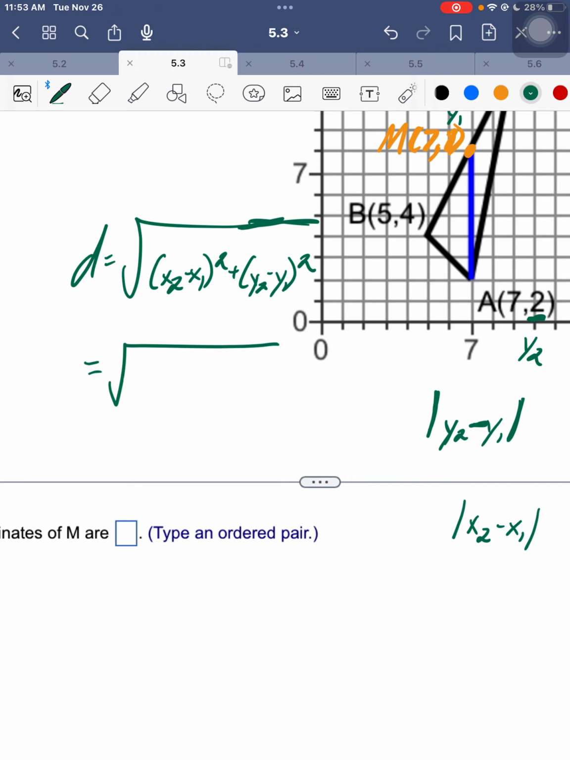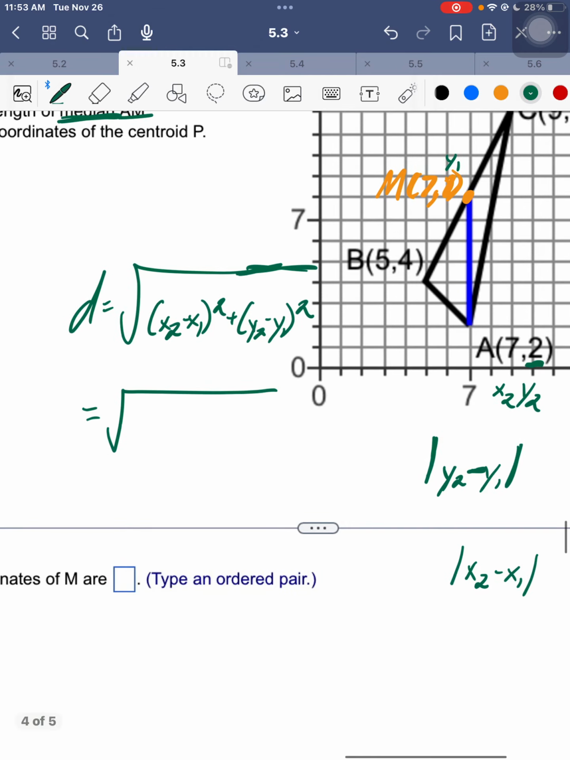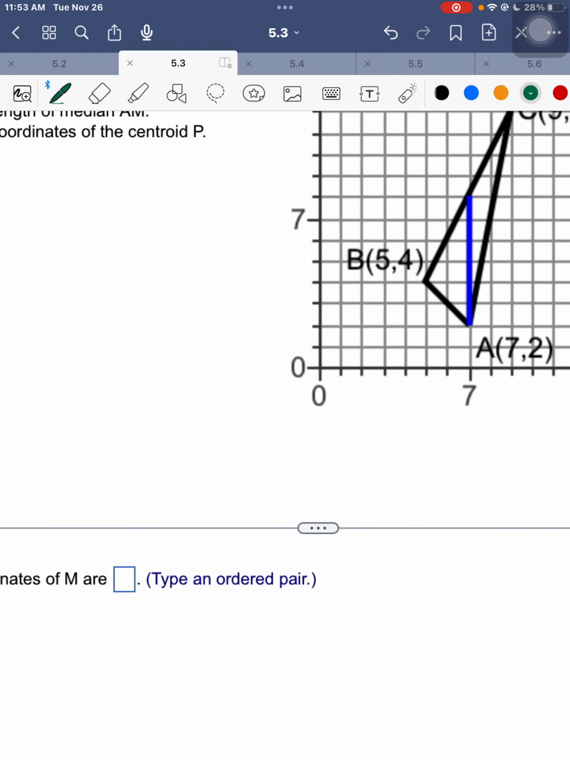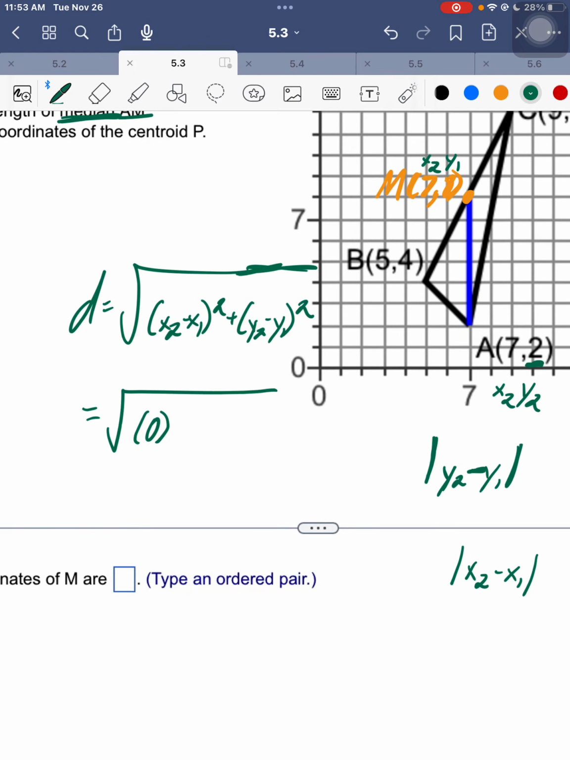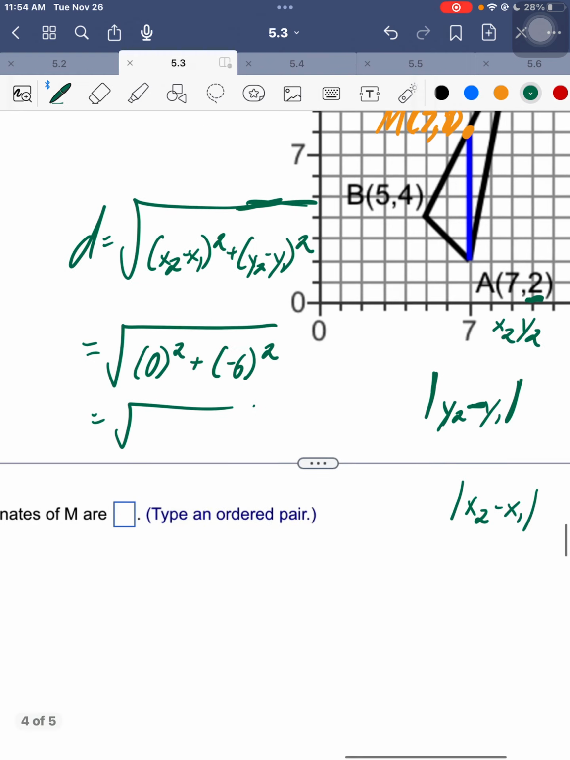So what is x2 minus x1? Let's say this was x2 and this was your x1. What's 7 minus 7? 0. Plus, what is y2 minus y1? We just said it was negative 6, right? So now, what is 0 squared? 0. I'm not even going to put it, just 0. Now, what is negative 6 times negative 6? 36. What is the square root of 36? 6. So you can use it.